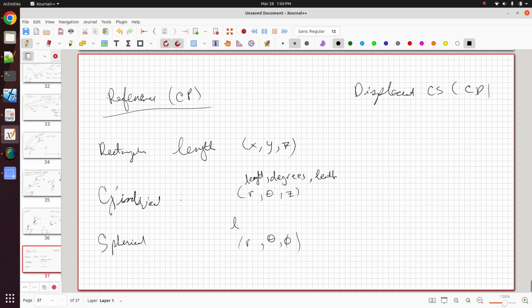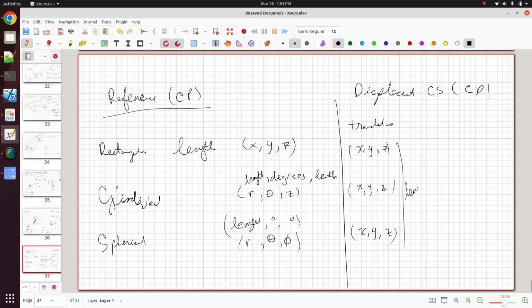So this will have units of length. Degrees, I'll use the degree symbol, and degrees again. Now when you look at your final results, this is what you're going to get. For translations, they're going to be XYZ, XYZ, XYZ, and all of these are going to be in length units.